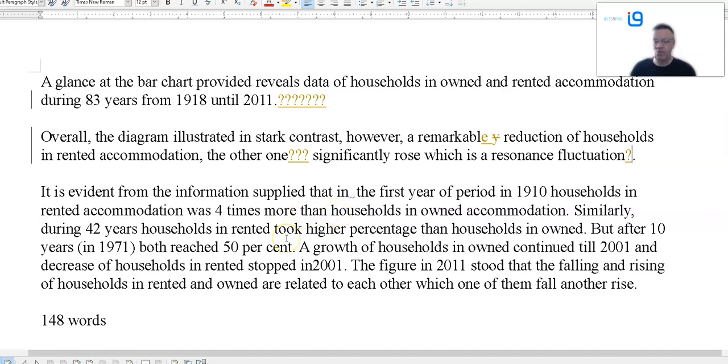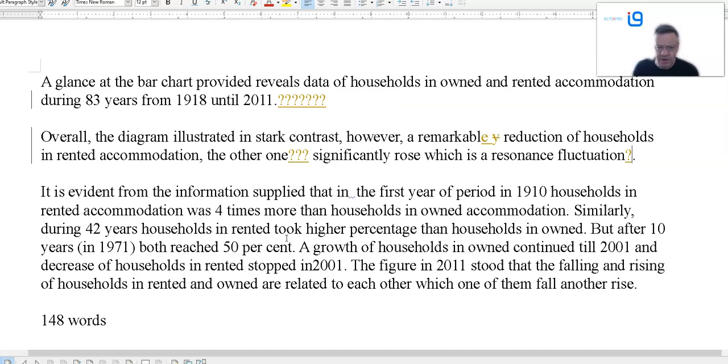Now, I'm not going to rewrite this and correct every preposition, every article, because one, I can't be asked, and two, I can't be asked. So I'm not going to do it. But what's this? Was 4 times more. So the first period was 4 times more than household in the condition. Similarly, during 42 years, households in rented.